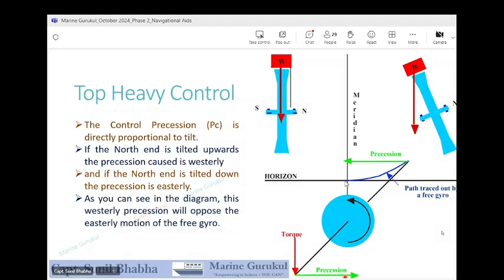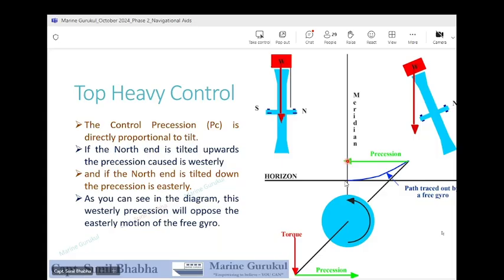With the south end precessing in the easterly direction, the north end has to precess in the westerly direction. The green arrow shows the direction of precession, or the direction of the force which is generated, and you can see that this is opposing the eastward motion of the free gyro, and it is taking the spin axis back towards the meridian.